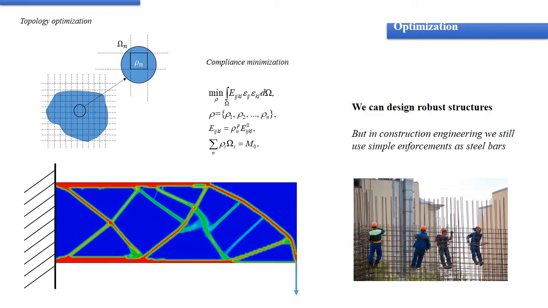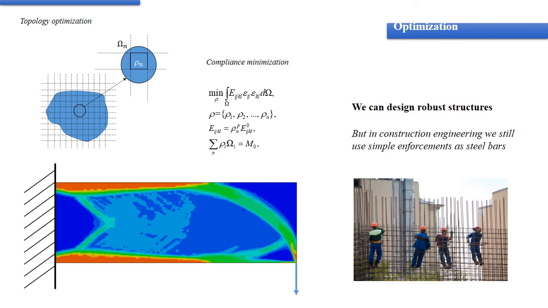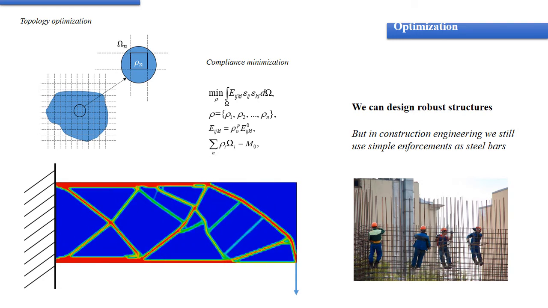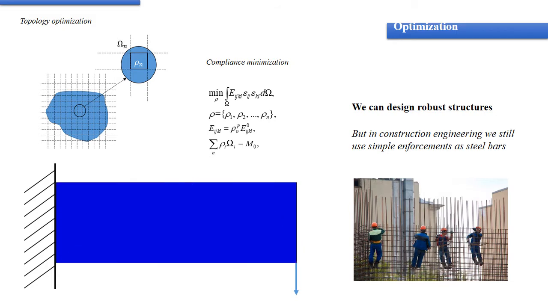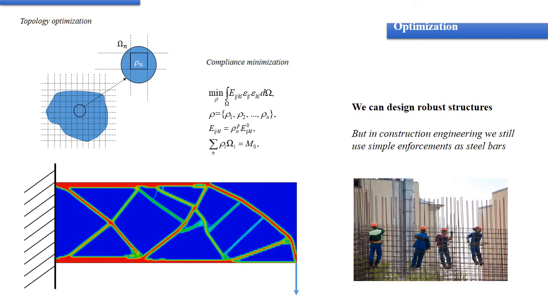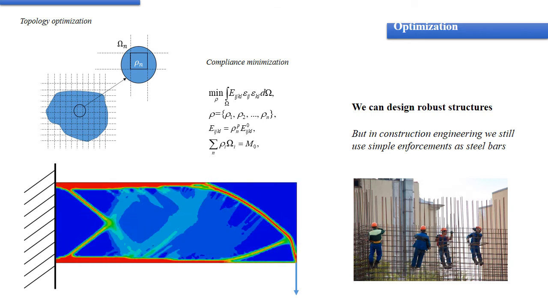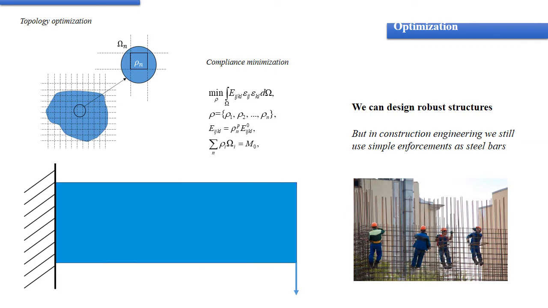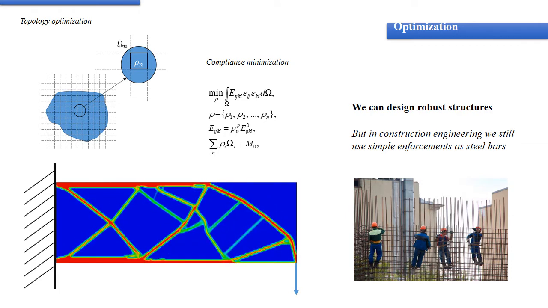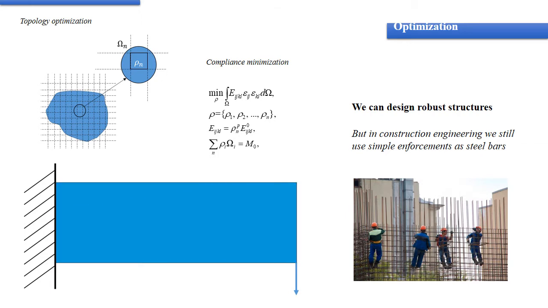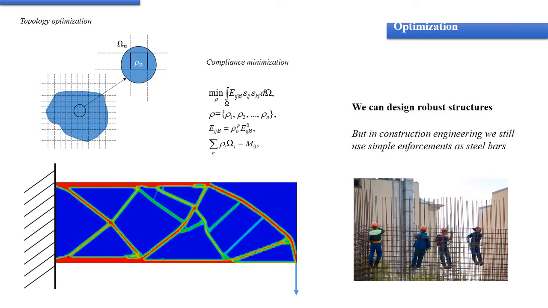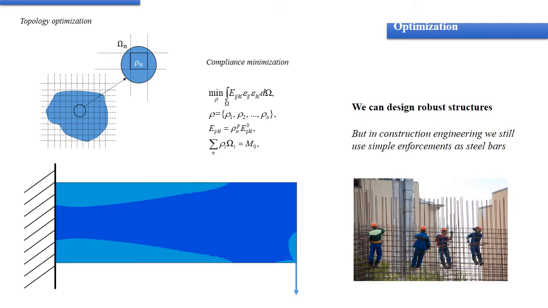So how does it usually work? We divide our solid body into many subregions, and each subregion has its own volume and its own density parameter. Then we connect this density parameter with stiffness like this, and then we redistribute our densities in the material to meet the purposes and criterion we want to get.